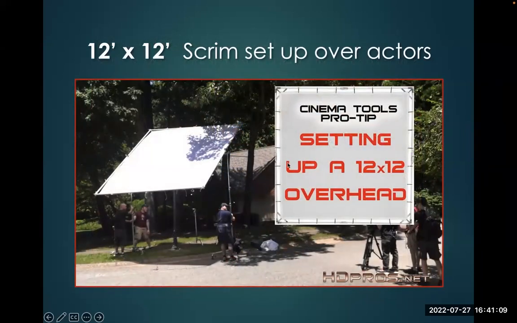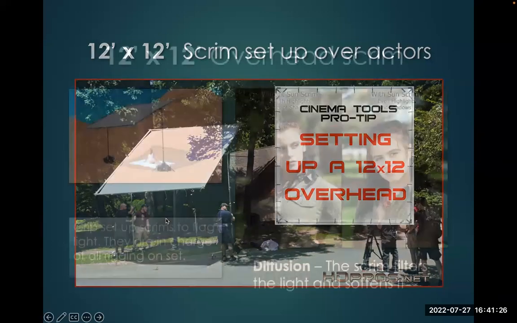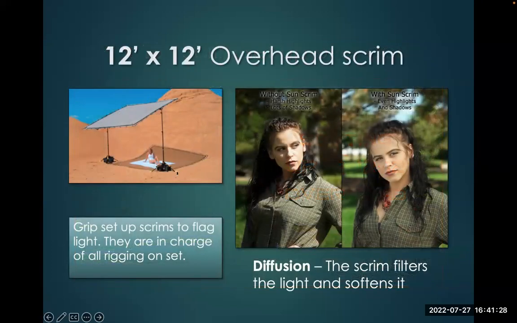This is called a 12 by 12 overhead. This is a giant scrim, essentially a diffusion. It's sort of softening the light, diminishing it a little bit, almost like an awning. They've set that up, and the actors are walking underneath that. They might have had to set up two or three of them, so they have to walk a long way. So here's how it's used. It sort of diminishes the light. Light falls through, but it's softened.